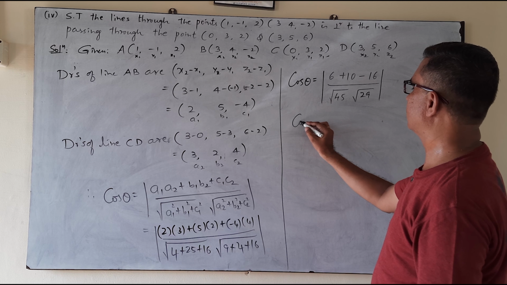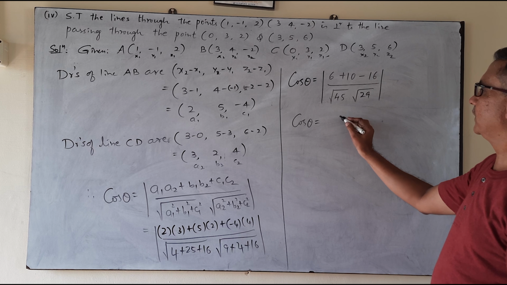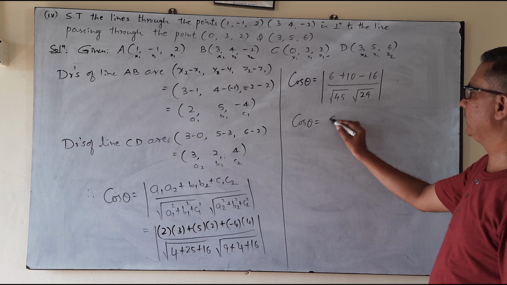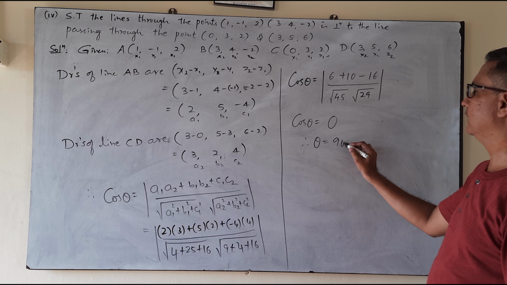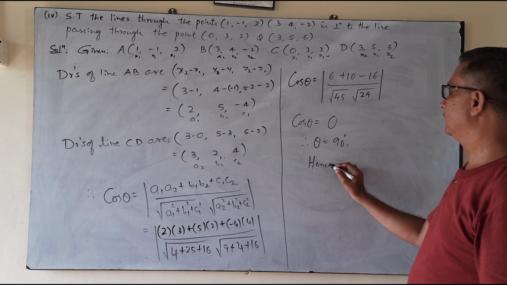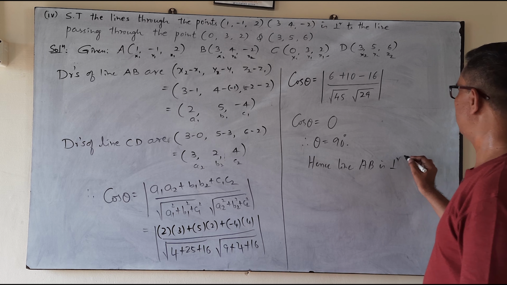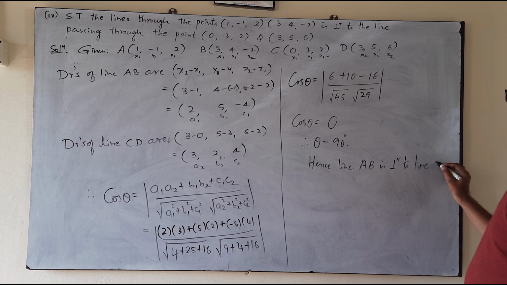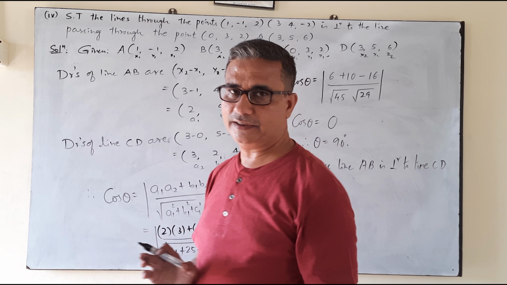That is, cos theta is equal to 6 plus 10, 16. 16 minus 16, 0. 0 divided by any number is 0. Cos theta value is 0, so the angle theta is 90 degrees. If angle theta is 90 degrees, hence the line AB is perpendicular to line CD. Perpendicular, theta becomes 90 degrees.